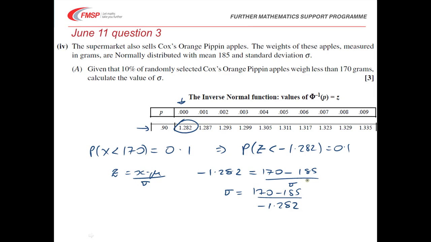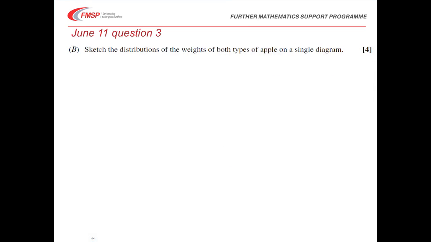Okay, so we've got 2 marks so far. 1 for getting the correct z value, 1 for standardizing the formula correctly, and then of course you get your final mark for just calculating that through. So sigma in this particular case is going to be 11.7. Okay, and it's correct answer only in this particular case. So again, quite a pleasant question as long as you know how to unstandardize. Okay, we're then asked to sketch the distributions. So this is really an exercise in just checking how these work.